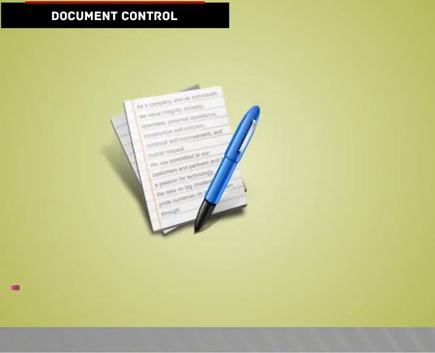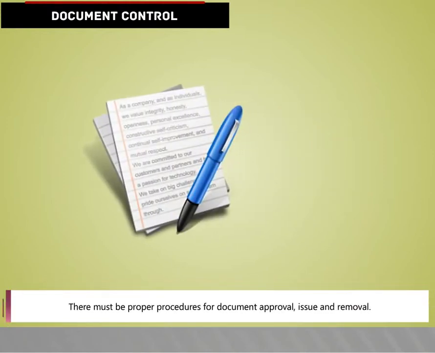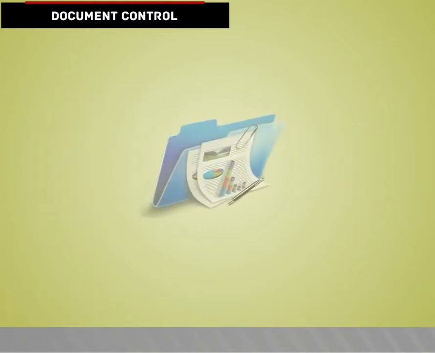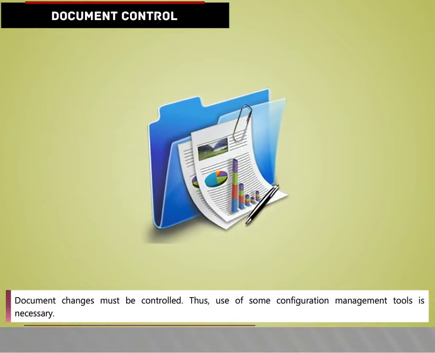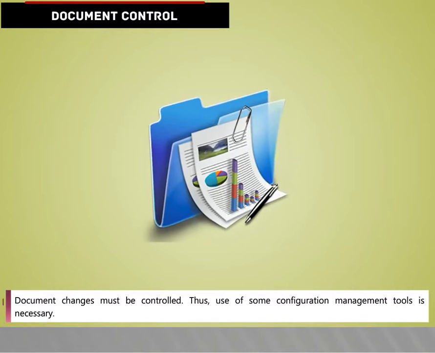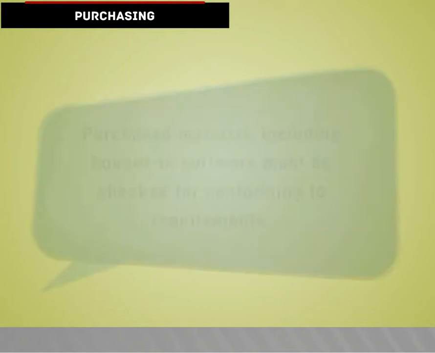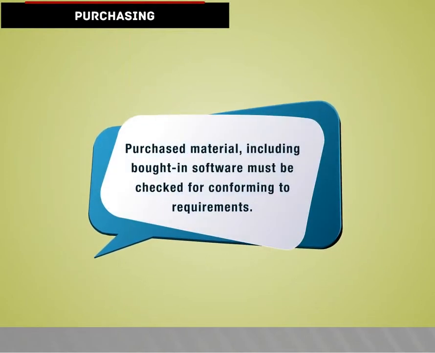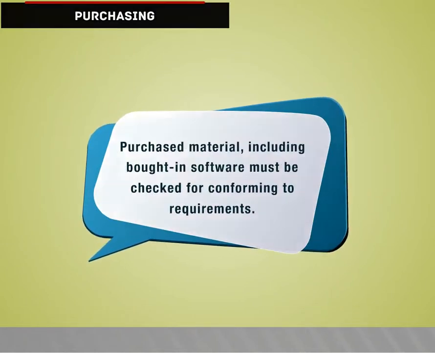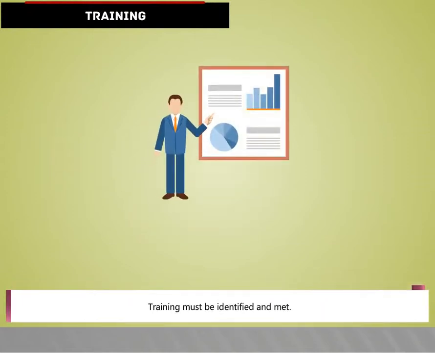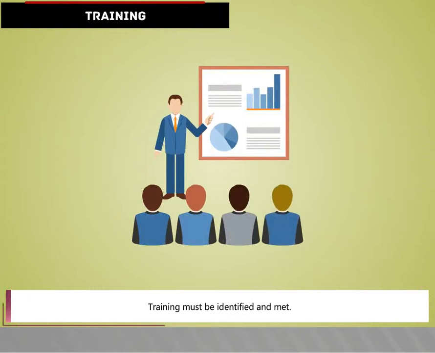Document control. There must be proper procedures for document approval, issue, and removal. Document changes must be controlled. Thus, use of some configuration management tools is necessary. Purchasing. Purchased material, including bought-in software, must be checked for conforming to requirements. Training. Training must be identified and met.